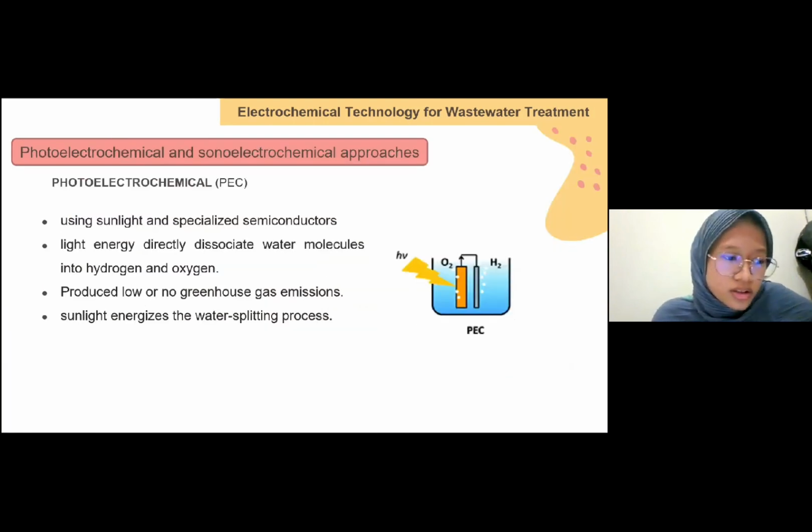The next one we're going to talk about is photoelectrochemical and sonoelectrochemical approaches, where the first one is photoelectrochemical or PEC. It uses sunlight and specialist semiconductors. Light energy directly dissociates water molecules into hydrogen and oxygen, and it produces low or no greenhouse gas emissions, as sunlight energizes the water splitting process. Next.